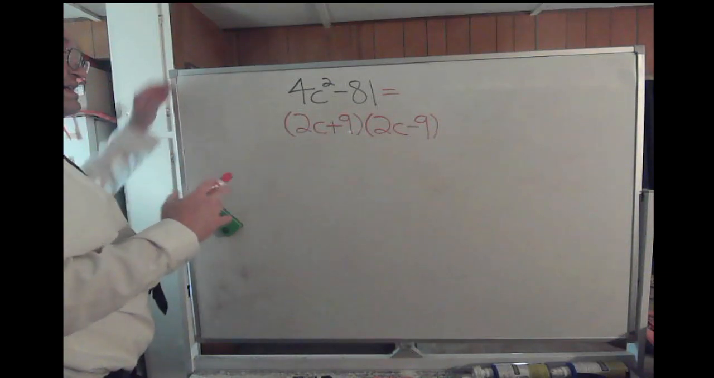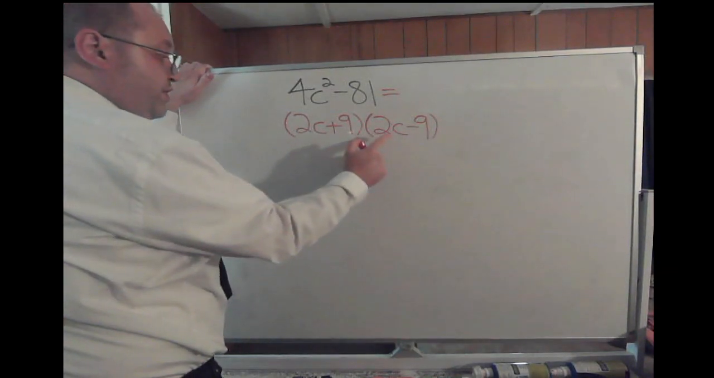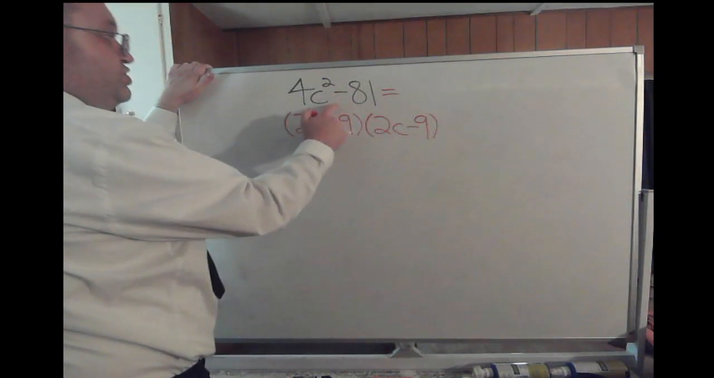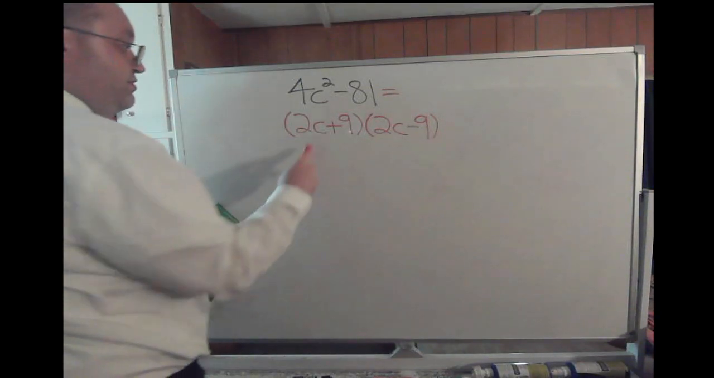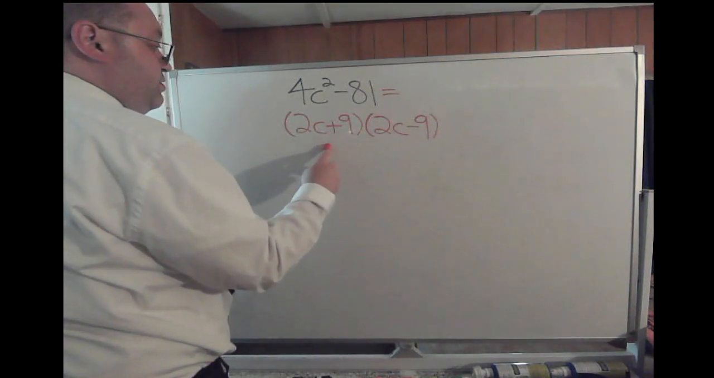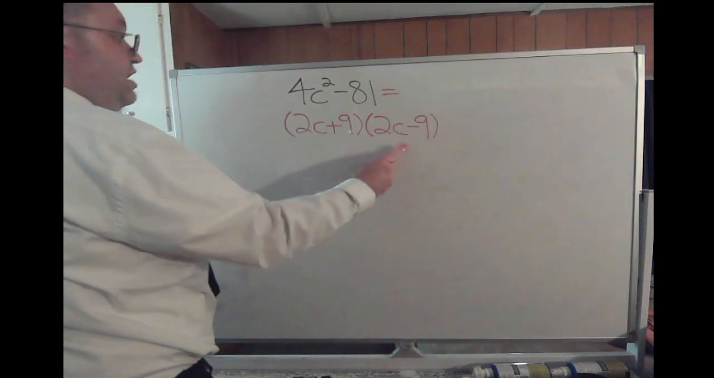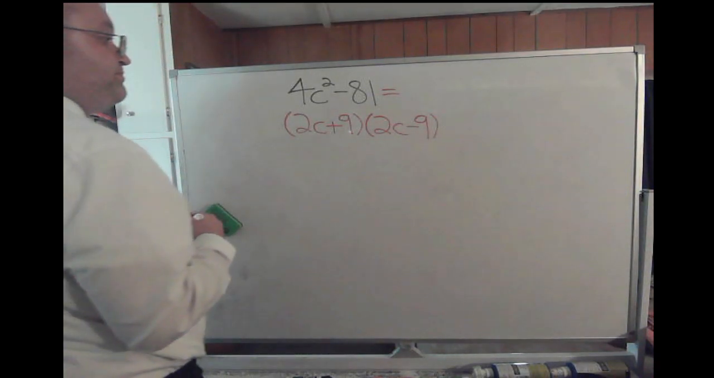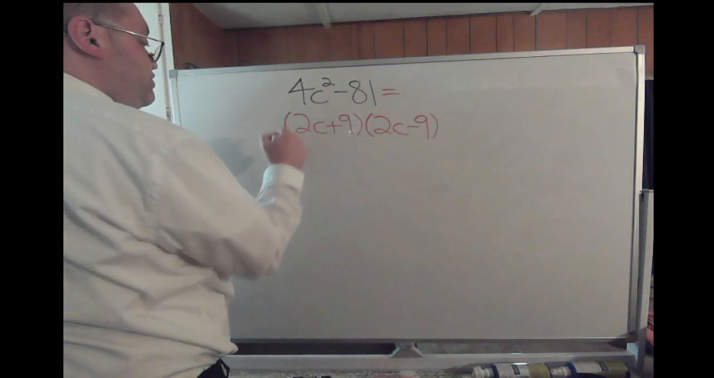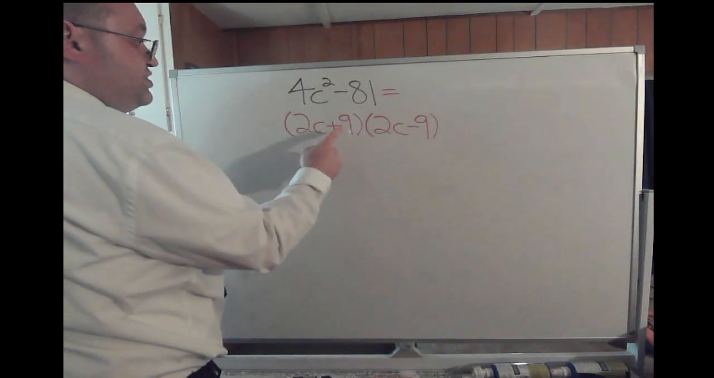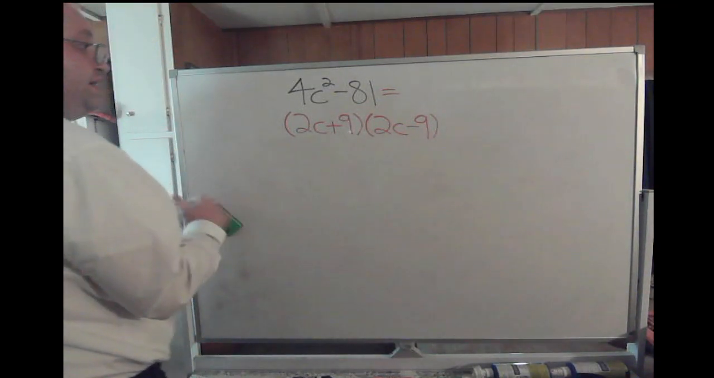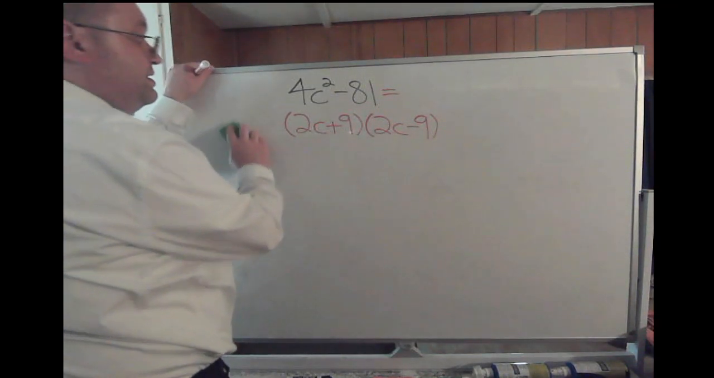And the idea is that if you were to FOIL your answer out, you would get the original expression. So if we go through and do the FOILing here, you would in fact get 4c squared minus 81. So the answer you should get for this is the quantity of 2c plus 9 times the quantity of 2c minus 9.